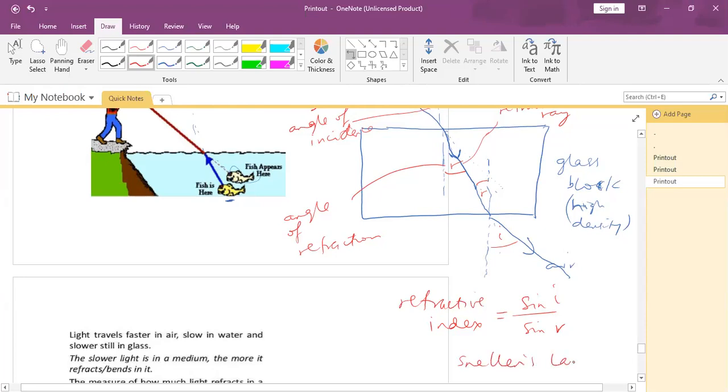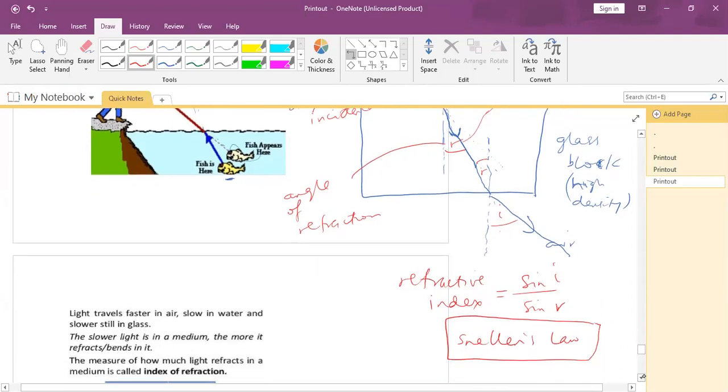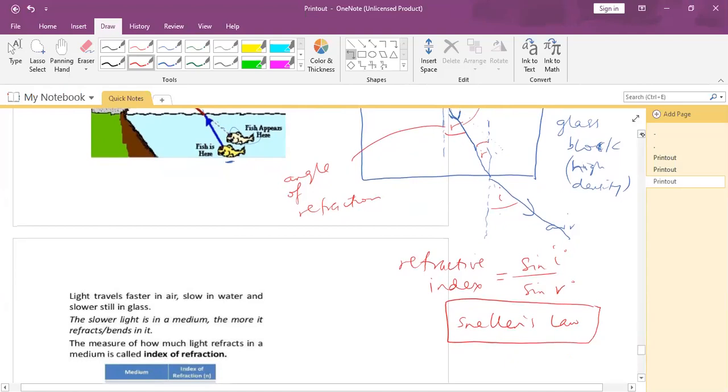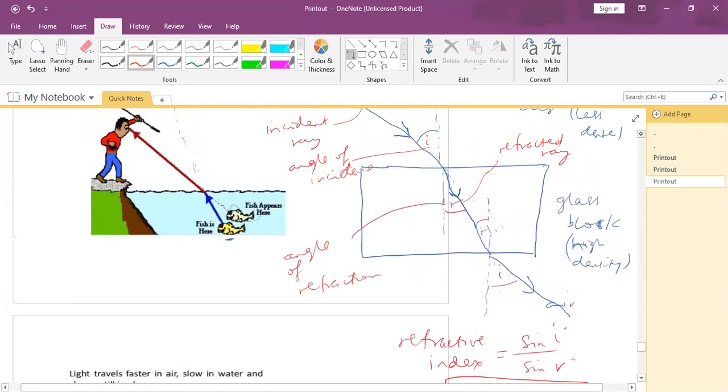Snell's law. So when they ask you which instrument you need to verify Snell's law, and they give you ruler, protractor, micrometer, and something else, you should be able to determine the answer. Here you are measuring angles, so you need a protractor. So Snell's law, the ratio of the sine of the angle of incidence to the sine of the angle of refraction. That is Snell's law as related to refraction of light.